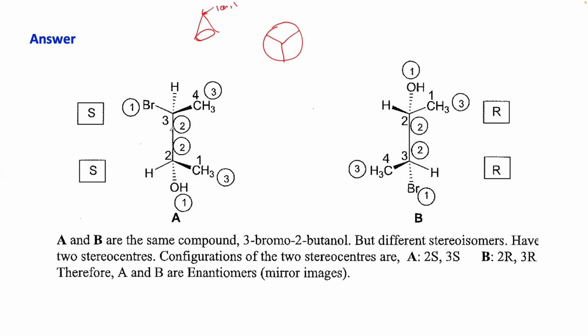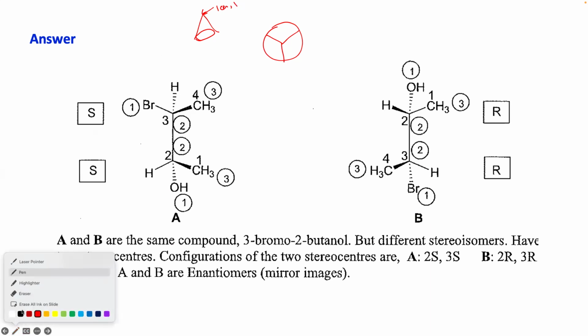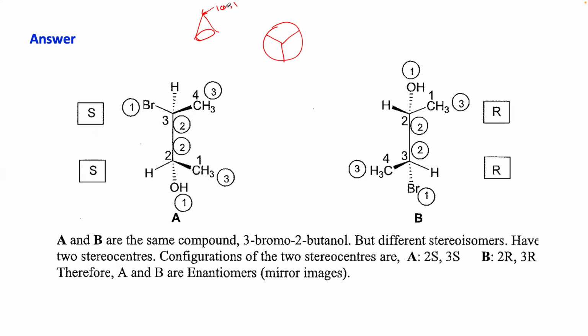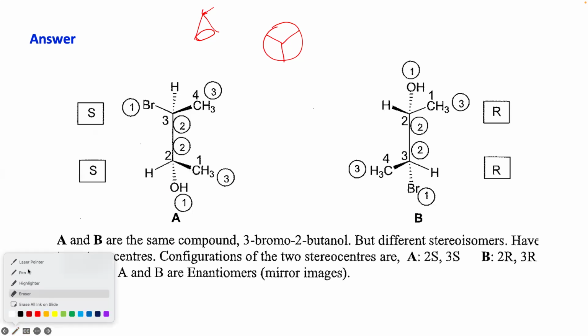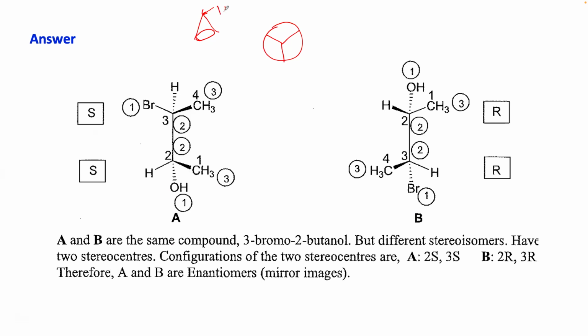This is the least. I can't write, my notepad is not working properly, I think. And then your other 3 groups are here at the bottom of the cone. I hope you can understand what I'm saying. So you hold this away from you and you look at the bottom of the cone. Then you see 1, 2, and 3. So that is S, right? So S, and here also S.